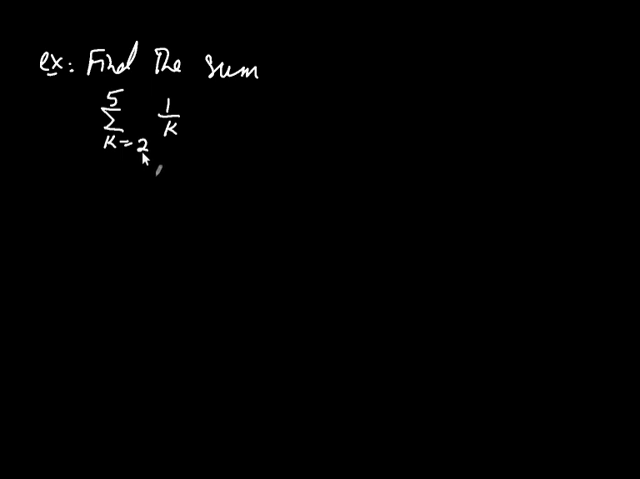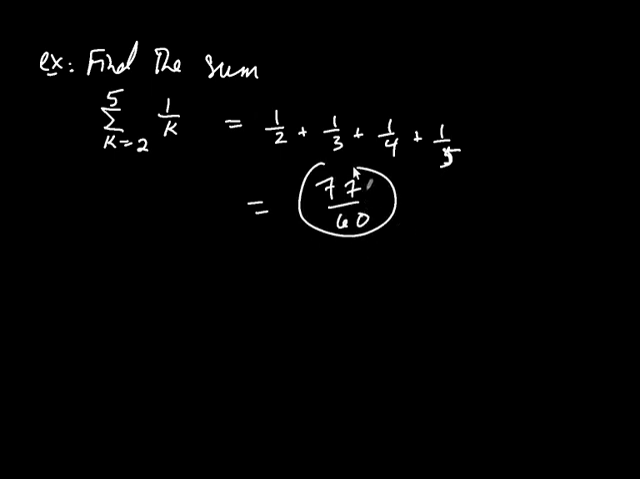The sum as k goes from 2 to 5 of 1 over k. Writing these terms out, first I start at 2, so it's going to be 1/2, but then I end when k gets to 5. So k equals 3, so 1/3, k goes to 4, and then I end at 5, so it's finally 1/5 as my last one. When I add those all together, I end up getting the fraction 77 over 60. That's the value of this sum when I write out all the terms. Summation notation is just a convenient way of expressing a sum.